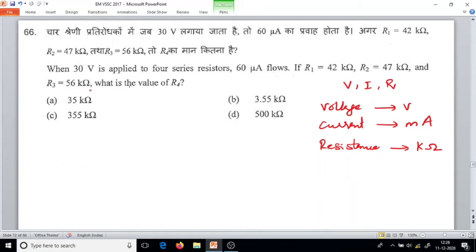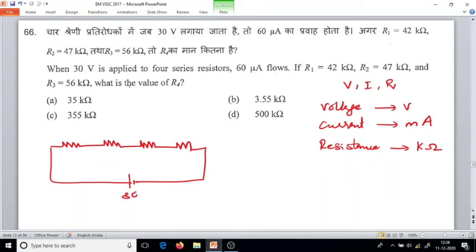Now, all four resistors are connected. We'll just draw the diagram. Four resistors are connected in series, and 30 volts is applied here. Current is given as 60 microamps. I equals 60 microamps, but we want it in milliamps. If we divide by 1000, we get 0.06 milliamps. So first take care of the units, then you can easily solve it.